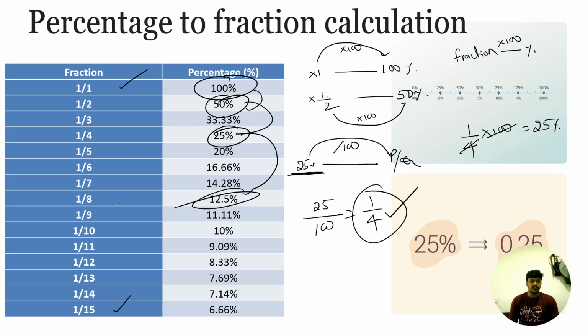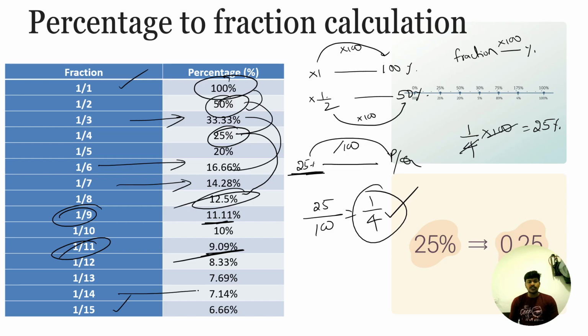For example, see here, for 1 by 9 you are going to get 11.11. For 11s you are going to get 9s. Similarly, if you can learn 33.33, which is 1 by 3, 1 by 6 is going to be exactly half of that value. That's why 16.66. Similarly, if you can learn 1 by 7, 1 by 4 is going to be exactly half of 1 by 7. The same thing for 1 by 6. If you know 1 by 6, you can also calculate for 1 by 12, which is half of it.